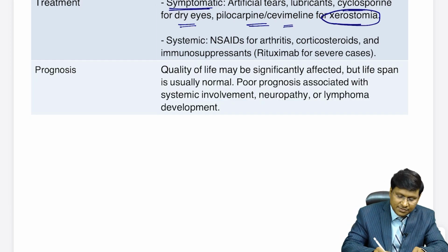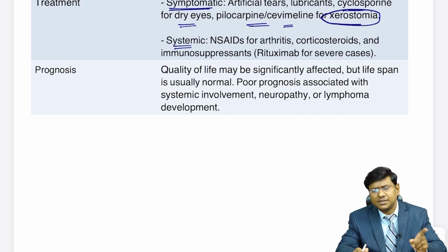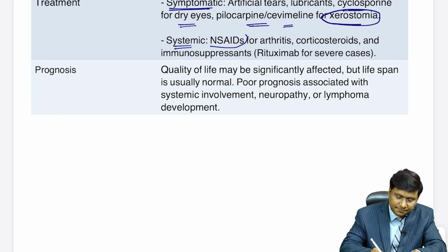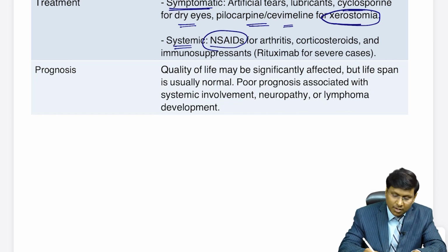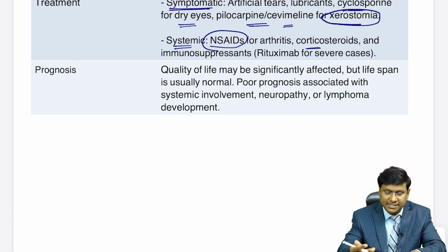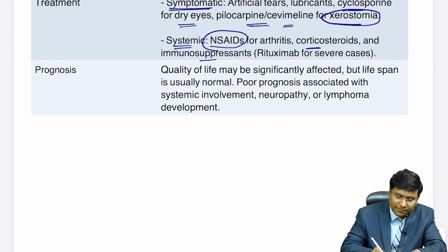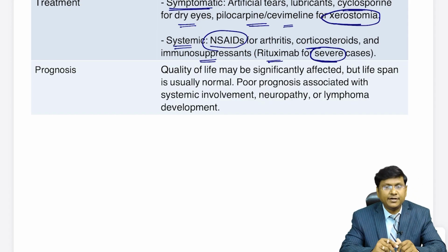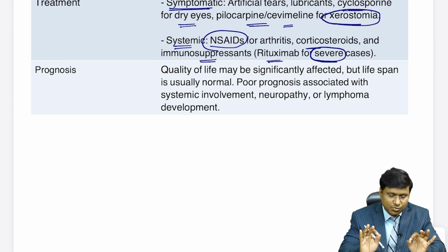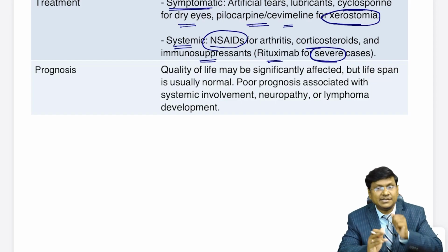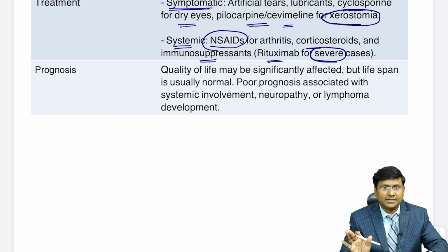Then what are the drugs for systemic manifestations? Most common extraglandular manifestation is arthritis. So you need to give NSAIDs, or you need to give corticosteroids if the patient does not respond to the NSAIDs. And the other important group of drugs are the immunosuppressants, and that includes rituximab for severe cases. So this is the treatment in case of Sjögren's syndrome, for glandular as well as extraglandular involvement.